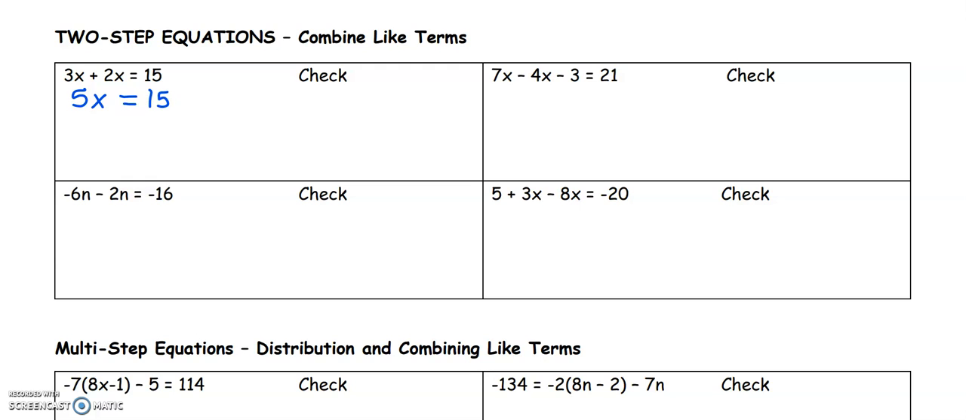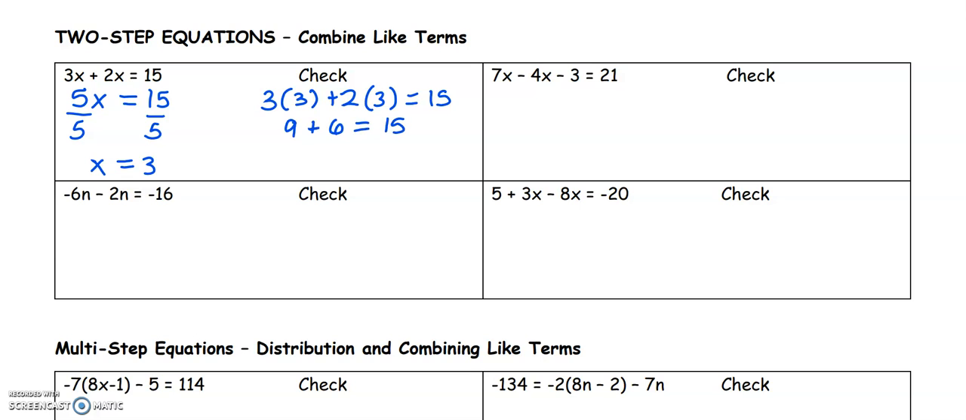We're combining like terms that are on the same side of the equal sign. Then it's just a one-step equation. And we can check because we're going to plug in that value for every single x. 3 times 3 is 9. 2 times 3 is 6. And when we combine that, we get 15.